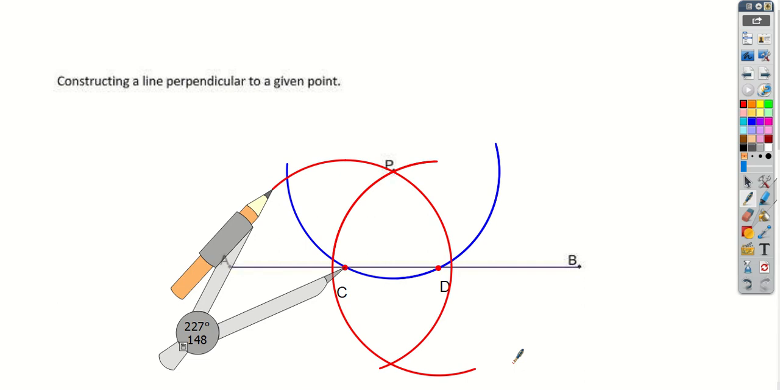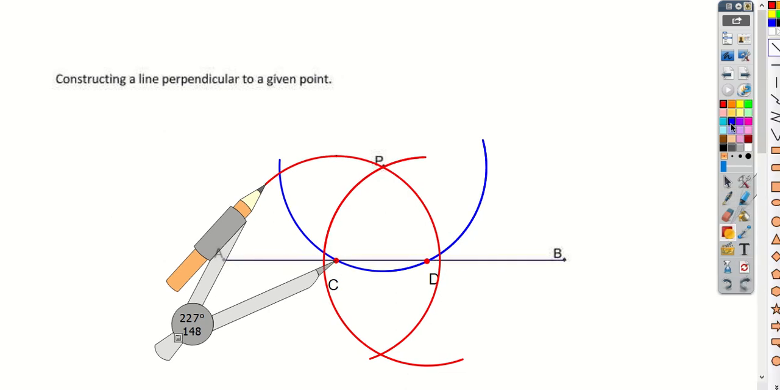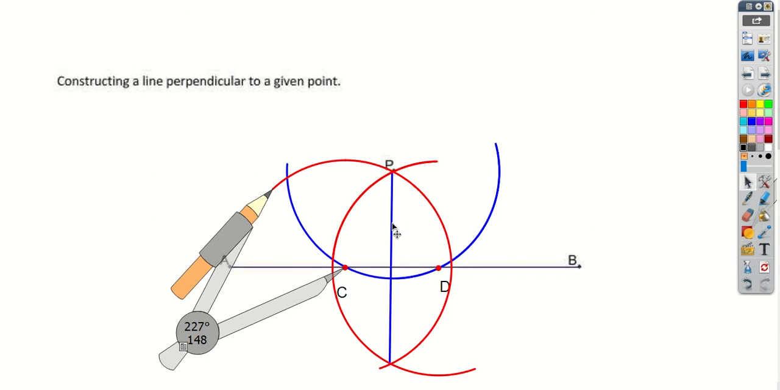Okay. And where these two circles cross should be right at P above. And all I'm going to do now is draw a line that goes through the intersection points of circles C and D. All right, and there we go. And there is my perpendicular bisector. So that is the perpendicular bisector of CD, but it's perpendicular to line segment AB and crosses through point P.